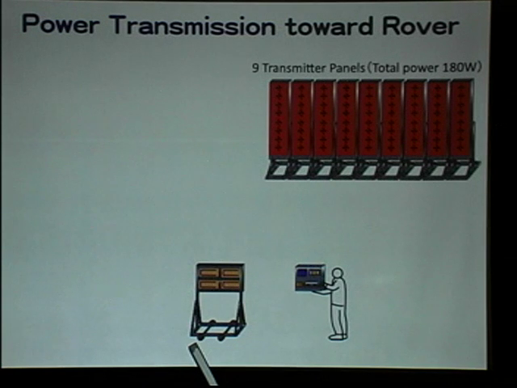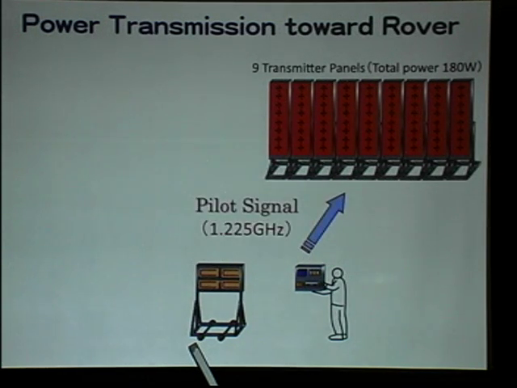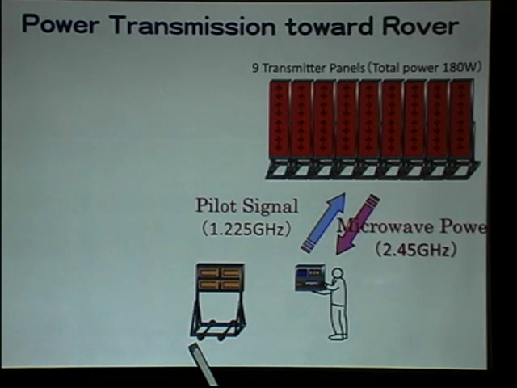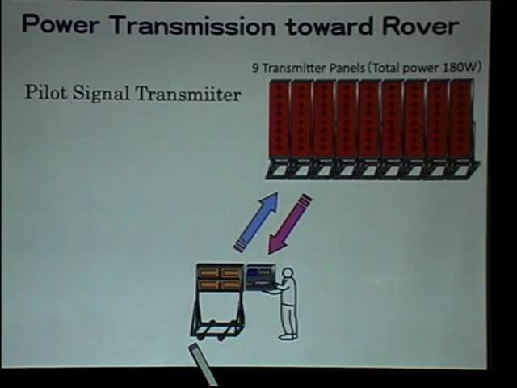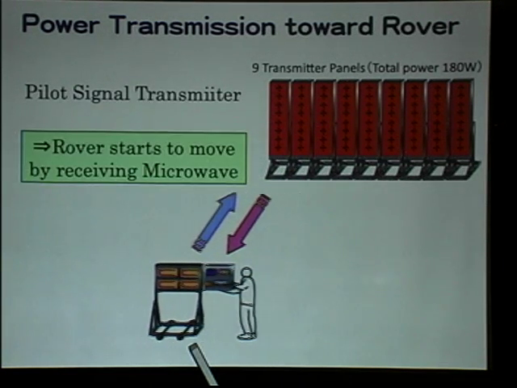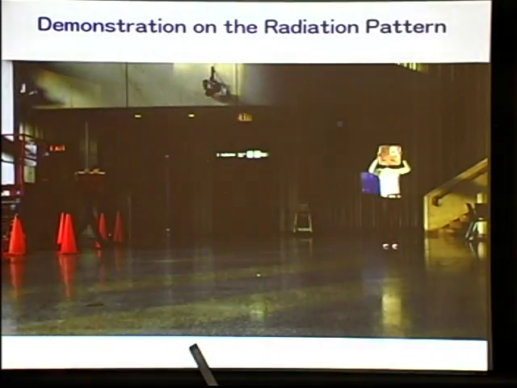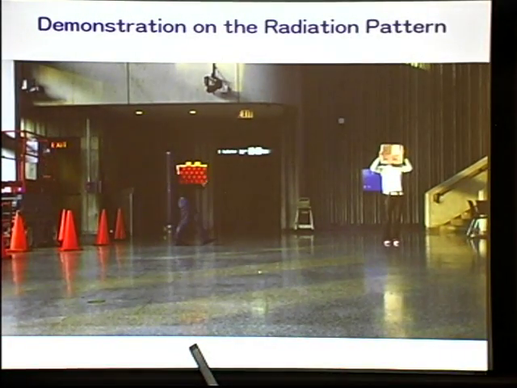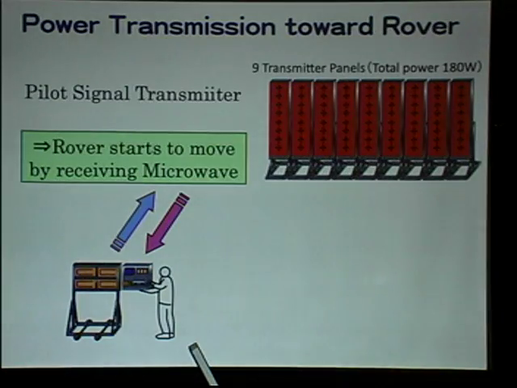And the next experiment. First, we radiate the pilot signal and microwave. The pilot signal approaches the small rover, and it can move, driven by microwave power.